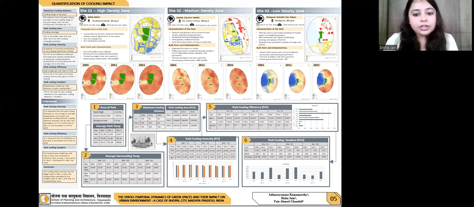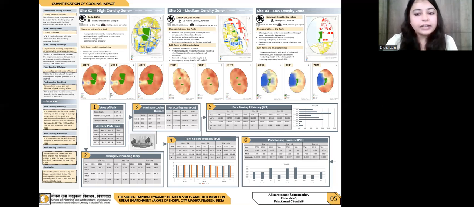Our analysis revealed that the maximum cooling distance of the park has decreased over the time in all the sites, and the park cooling intensity has generally decreased, but also increased in several sites. Park cooling efficiency has increased over the time, but decreased in others. And the cooling effect provided by the larger park in site 1 is actually less than the smaller park in site 2 and site 3. These results demonstrate a complex relationship between parks, urban density, and their cooling effect.